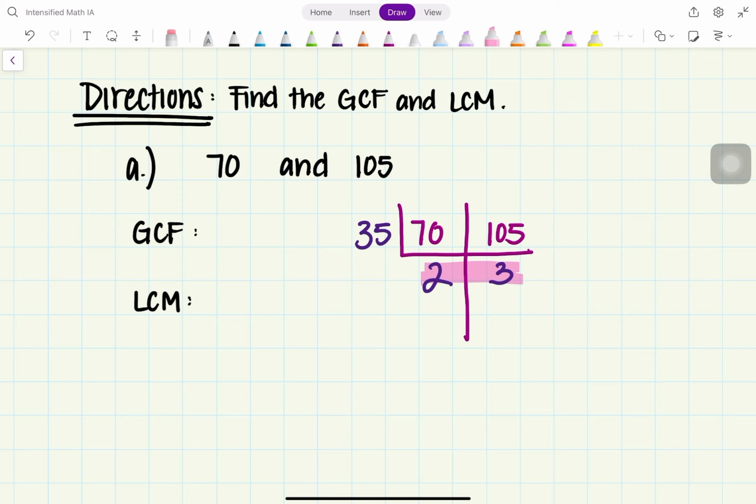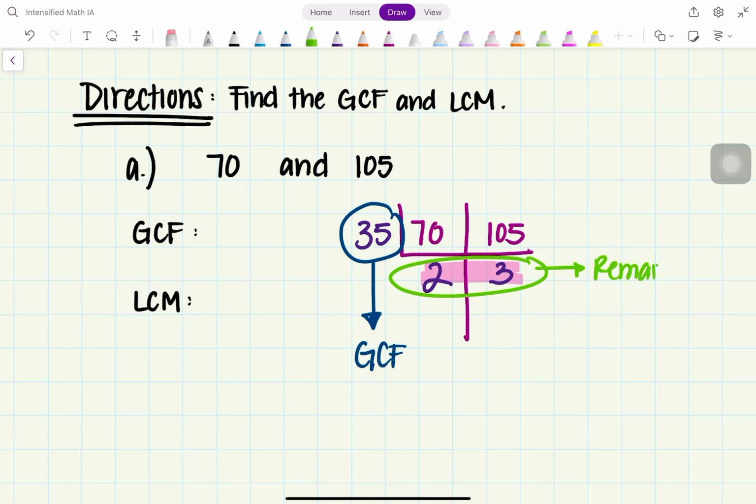So I'm going to go ahead and start with the labeling portion. This here, the 35, is actually going to be the GCF. That is a GCF. It's the greatest common factor. It's the biggest number that both numbers can be divided by. Then moving on to this here being the remainder, that's actually going to help us with the LCM.